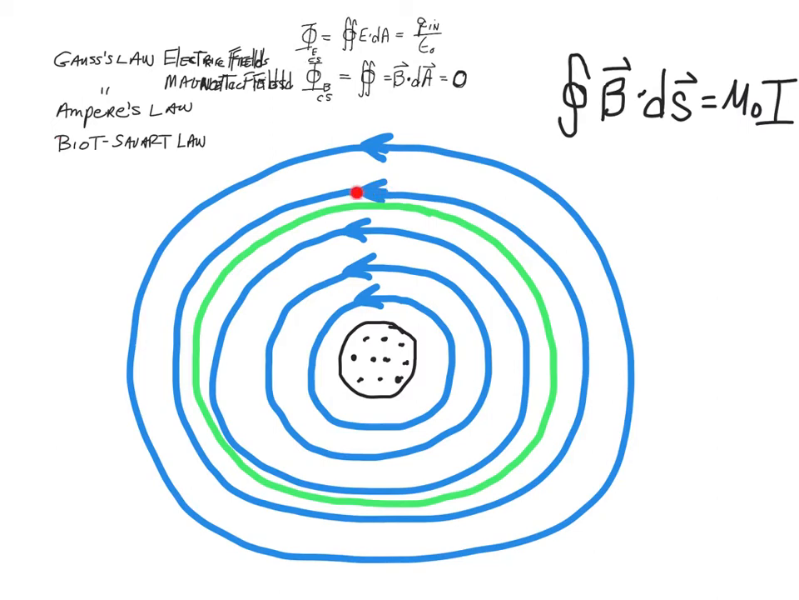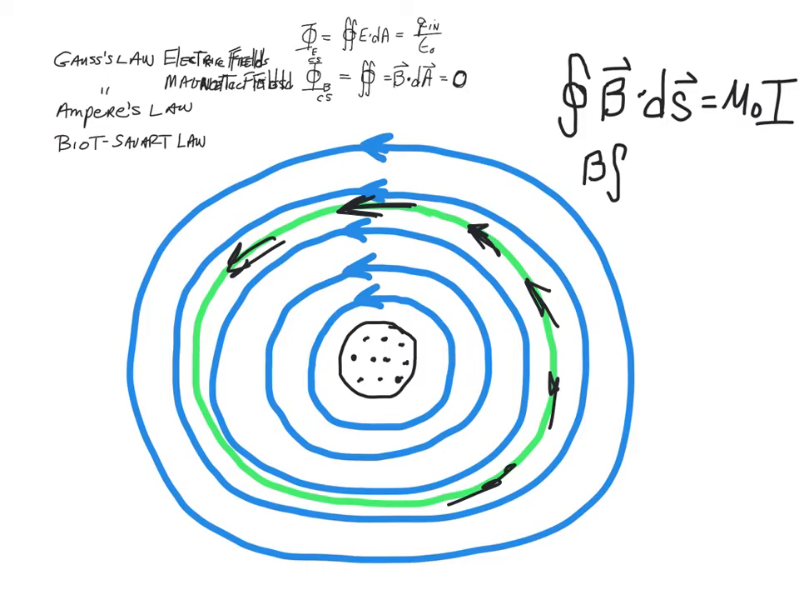And the angle between any ds that I might draw, if I draw a ds here, the field is parallel to it. If I draw a ds here, the field is parallel to it. And remember, what we're doing with the integral is we're doing an infinite number of ds's all around the loop and adding them up. That's what the line integral is. And so this equation simplifies.